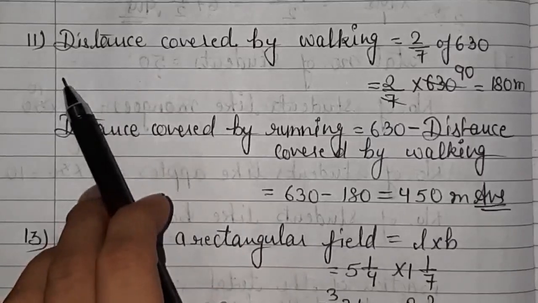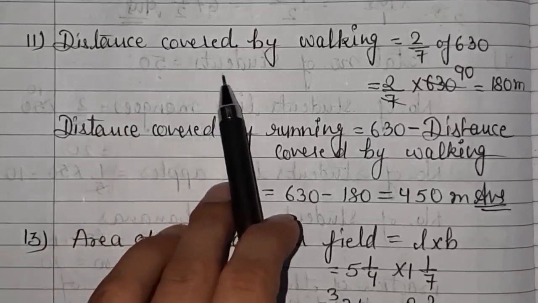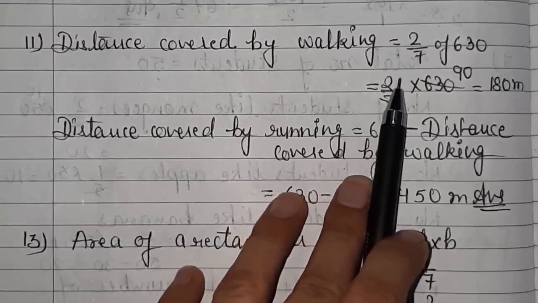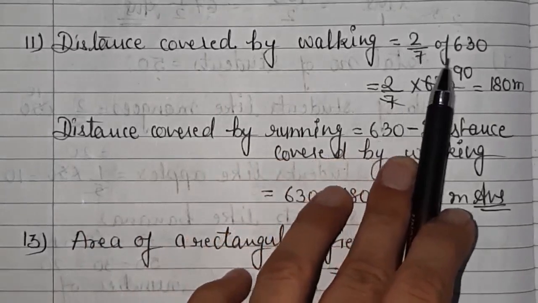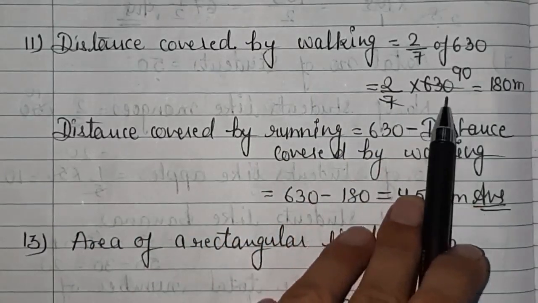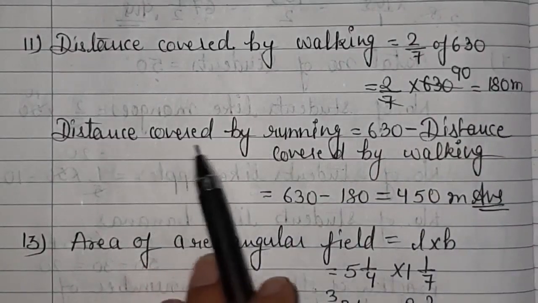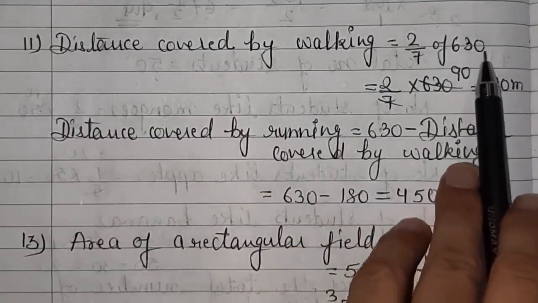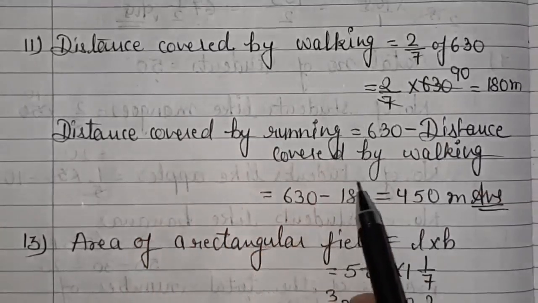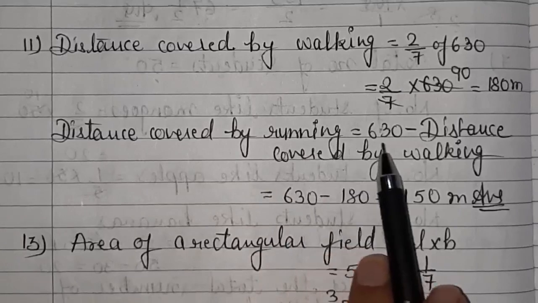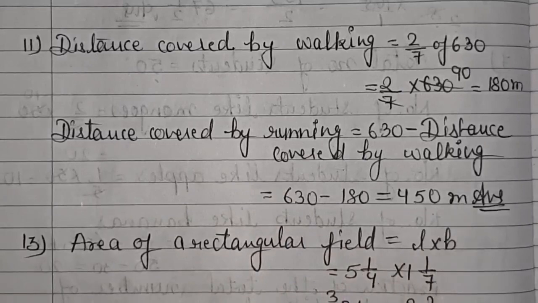Now sum number 11. Sweetie covered 2 by 7 of the running track by walking and rest by running. If the length of the track is 630 meters, so distance covered by walking is 2 by 7 of 630 meters. So when we calculate, 180 meters will come. Now we have to find out distance covered by running. So from total distance of the track, when we subtract distance covered by walking, then distance covered by running will come. So 630 minus 180, answer is 450 meters.